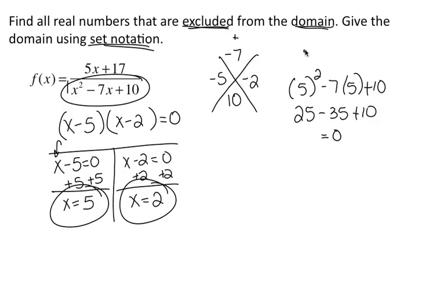Okay, so the last part we need to do here is write it in set builder notation. Set builder notation is like this. You write for all x, so we write the x here. For all x, this line means such that. So for all x such that x cannot equal 2 and 5. So that's your set builder notation. That's your answer. For all x such that x cannot equal 2 and 5. So 2 and 5 are the numbers that are excluded from the domain.